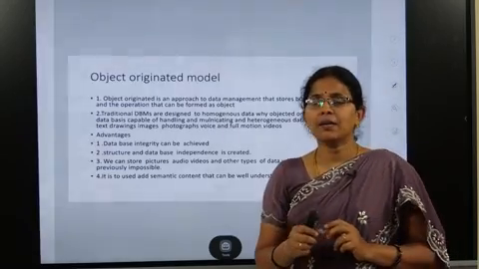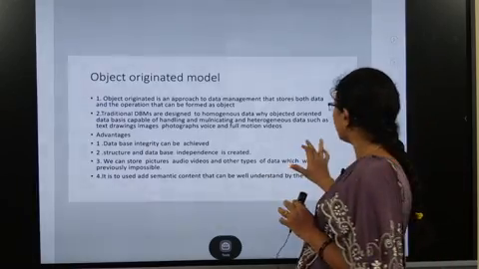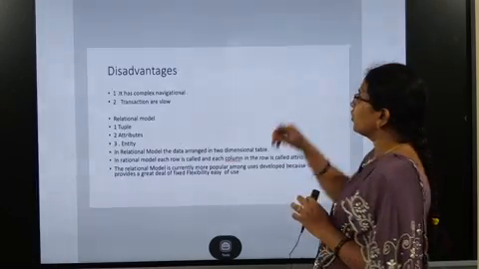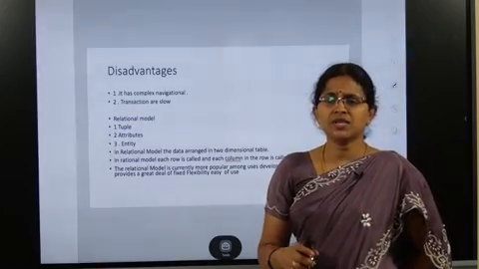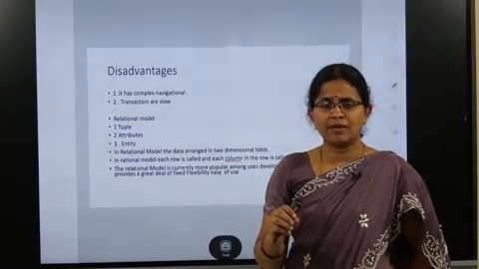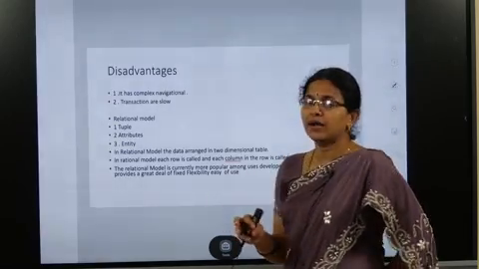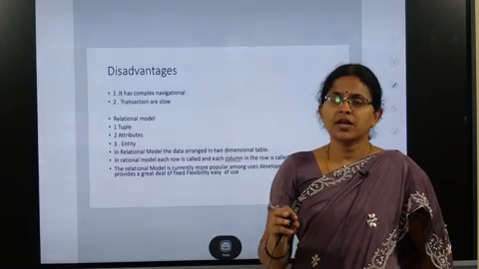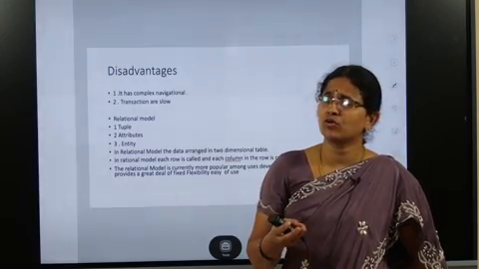So these are the main 3 types of models that we generally use. Let's go to the disadvantage. It has complex navigation. It means it is not easy to go for navigation process in case of object oriented model. And when coming to the transactions, if you want to upload any video, it takes so much of time.